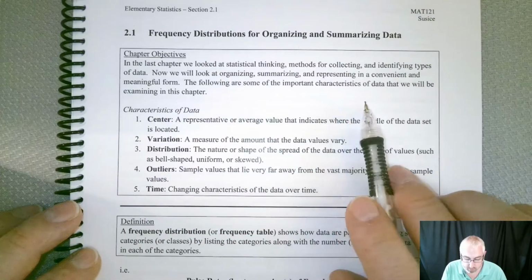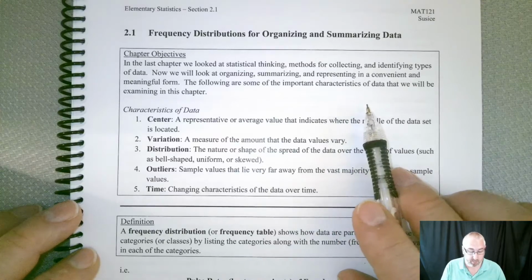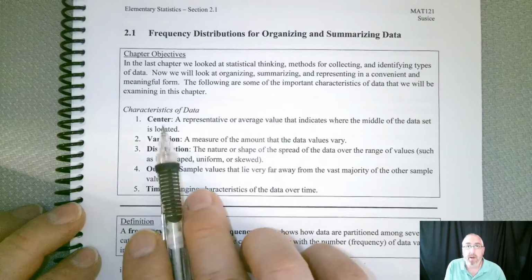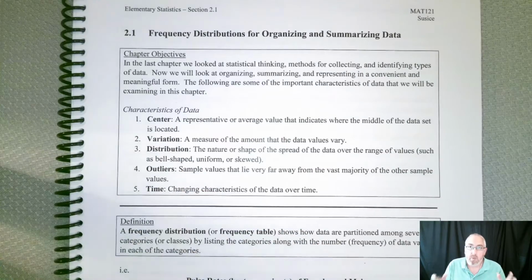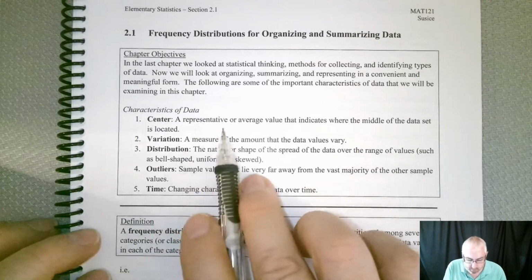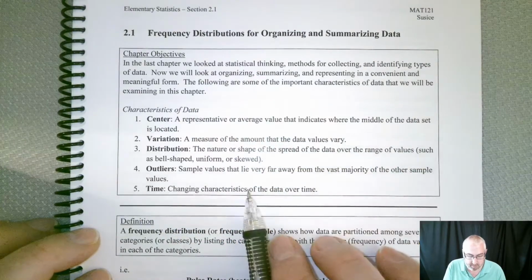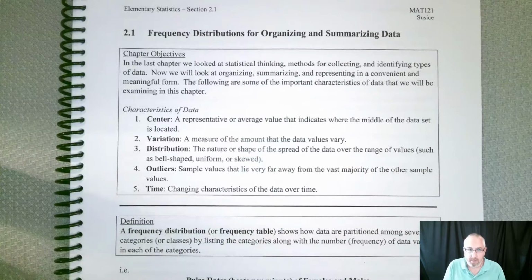The following are some important characteristics of data that we will be examining in this chapter. So center is a big one. Anytime you're dealing with numerical data, at least, you want to know where the center is because that kind of summarizes all of the data in general. So it's a representative or average value that indicates where the middle of the data set is located. So that's one important piece of it.